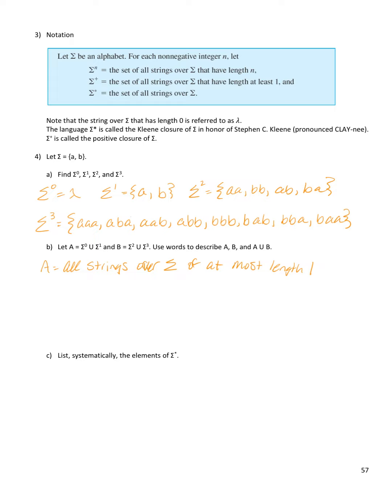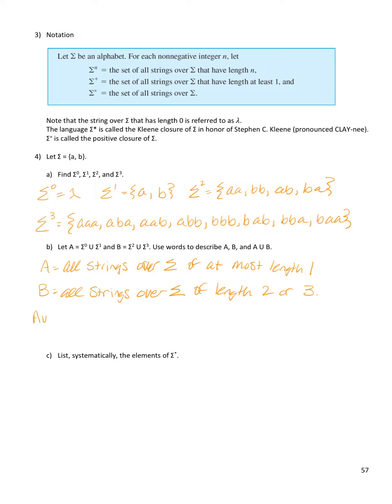And then my set B is sigma 2 union sigma 3. So those would be strings of length 2 or 3. All strings over the alphabet sigma of length 2 or 3.